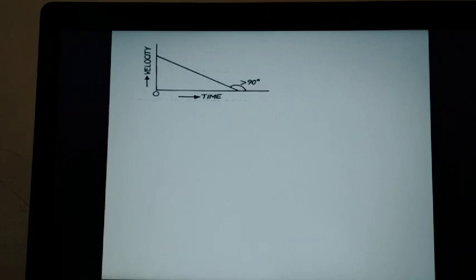So when the velocity time graph makes an angle more than 90 degrees with the x-axis, then that will be retarded motion. Okay.